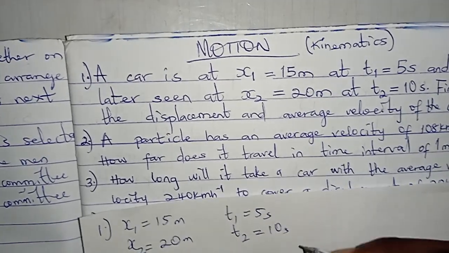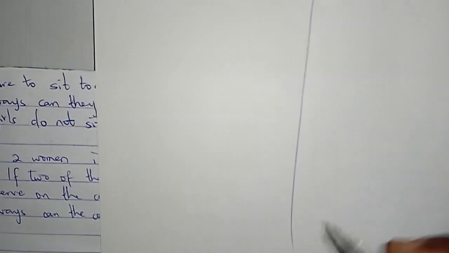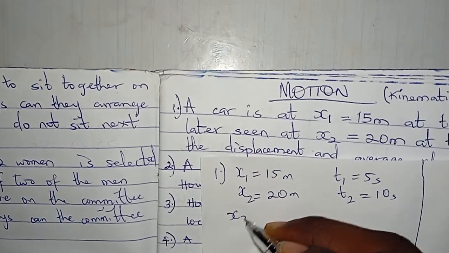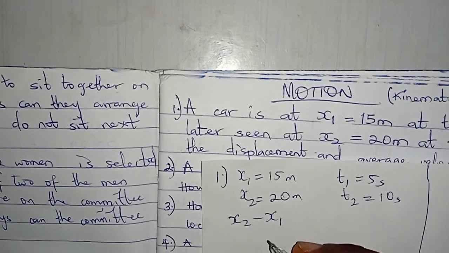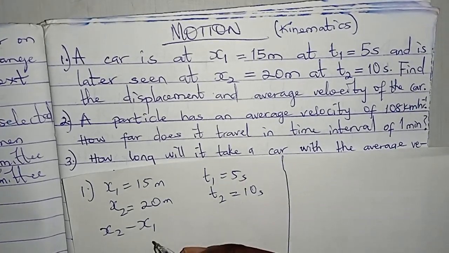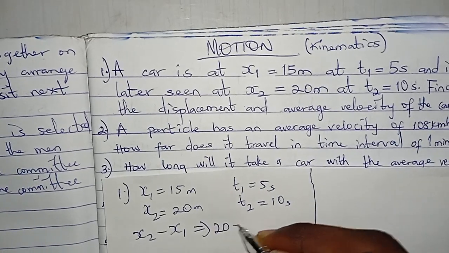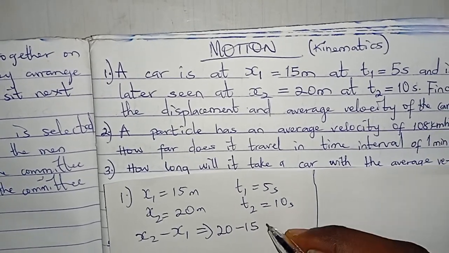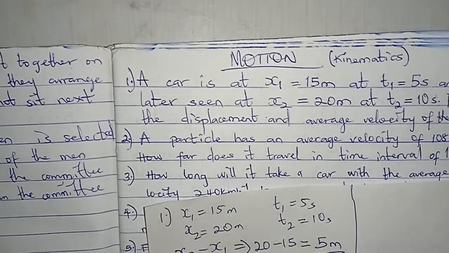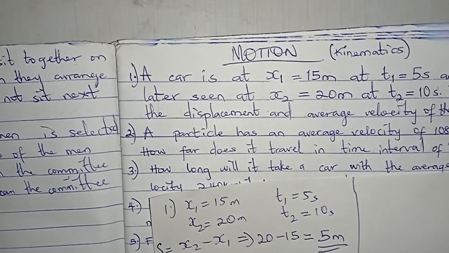Remember, displacement is the same thing as saying x2 minus x1. So we should find the displacement. The displacement is simply 20 minus 15, which equals 5 meters. That's the displacement. So displacement equals change in position.